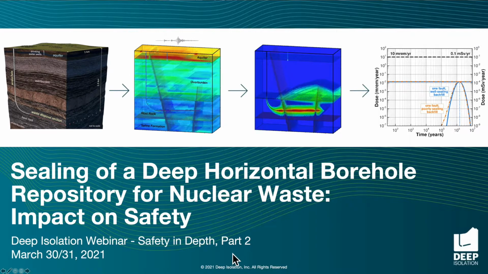This is a continuation of our previous safety analysis work, but this time we focus on the curved and vertical access hole, which is often considered a potential leakage pathway for the fast release of radionuclides to the land surface. Let me put today's topic in context to the technical work that Deep Isolation has presented in a previous webinar and published in a series of technical articles.